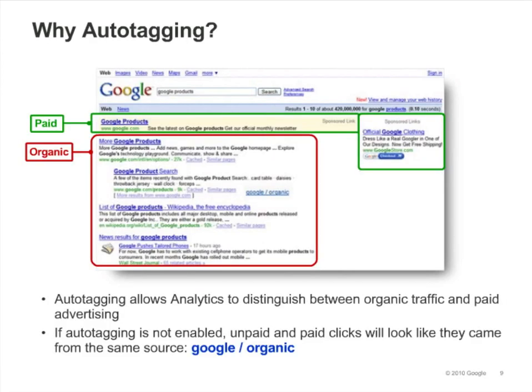Auto-tagging your links is important because it helps Analytics differentiate the traffic coming from Google paid listings, outlined in green on the slide, and traffic coming from Google organic listings, which are outlined in red. If auto-tagging is not enabled, your Analytics reports will show that the clicks from the sponsored listings and the organic listings are both coming from the same source, Google Organic. By default, Analytics considers them both to be from Google Organic search results. So, enabling auto-tagging allows you to see which referrals to your site came from your paid Google campaigns and which ones came from Google Organic search results.